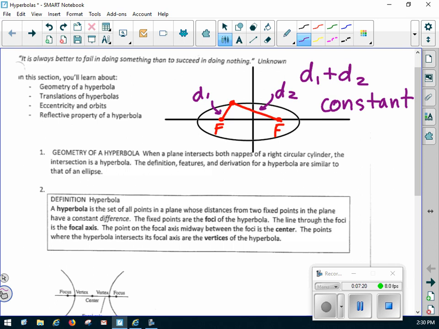That's the definition of an ellipse. D1 plus D2 is always the same. So if I put a point right here, the distance from here to here plus the distance from here to here is the same as it is on the red one. So what the crap is a hyperbola?